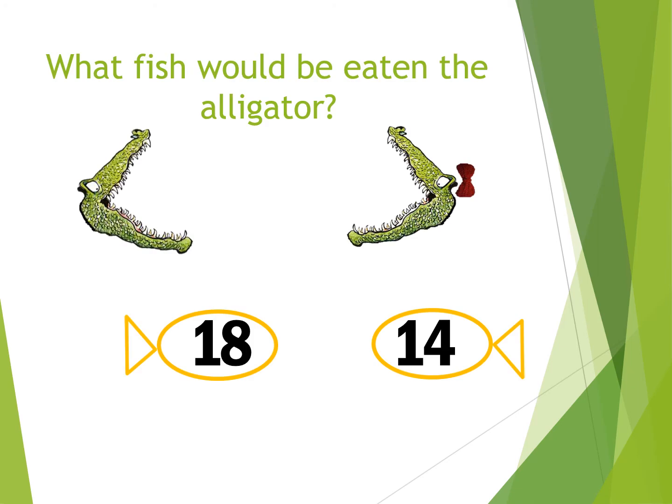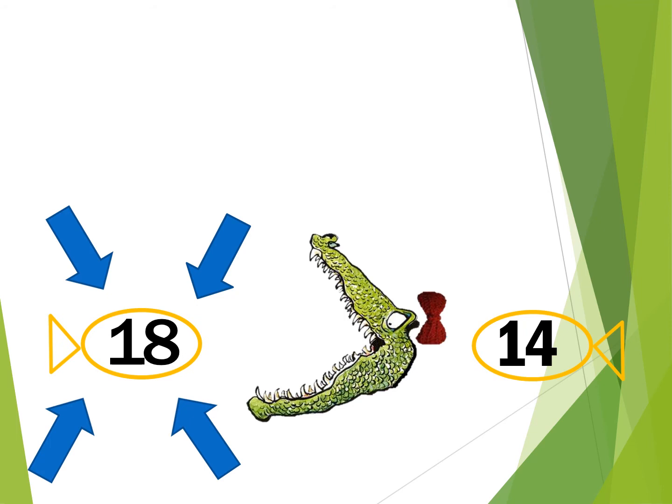Now, there are two alligators now. What fish would be eaten by the alligator now? 18 or 14? Which one will it eat? Alligator wants to eat only the bigger number. So which one is the bigger number now? It is 14 or 18. It is 18. So the alligator will be eating the bigger number 18.